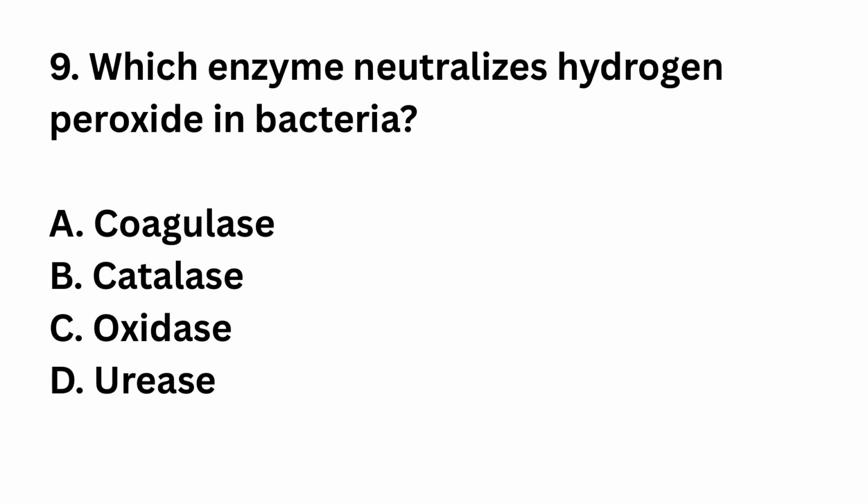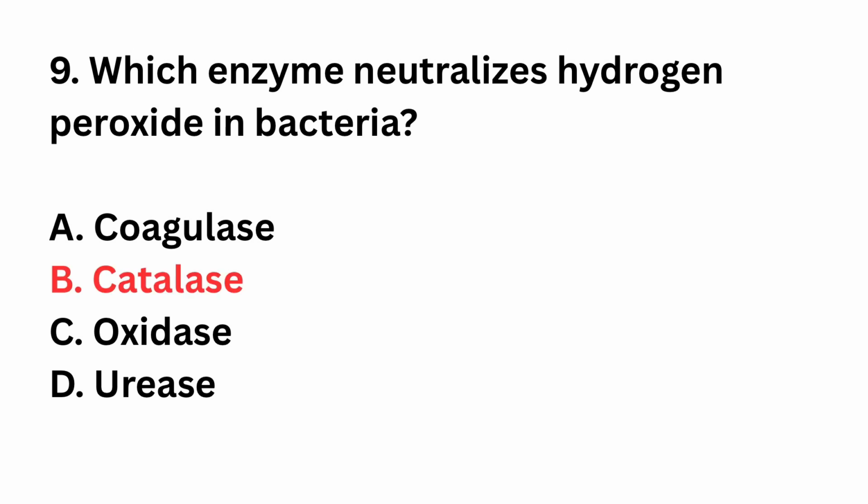Question number 9. Which enzyme neutralizes hydrogen peroxide in bacteria? Coagulase, catalase, oxidase, urease. The right answer is option B, catalase. Catalase breaks hydrogen peroxide into water and oxygen.